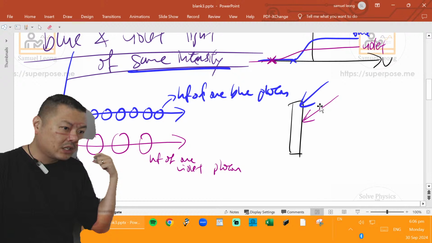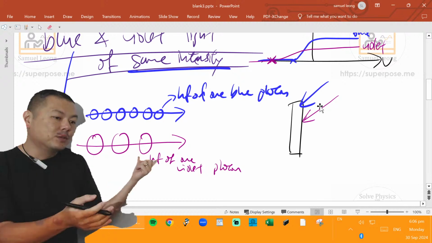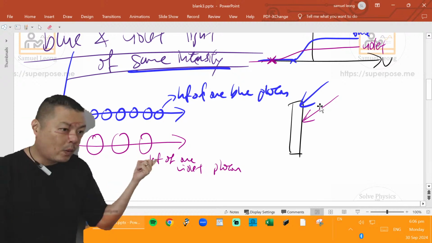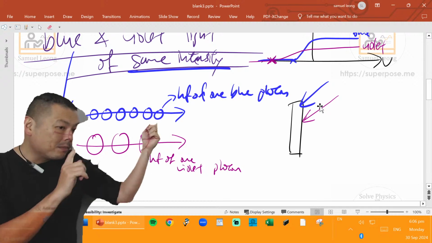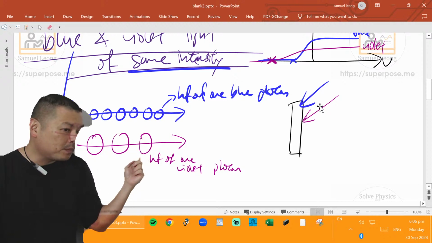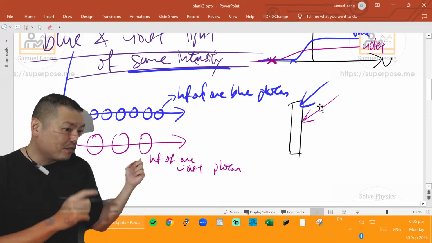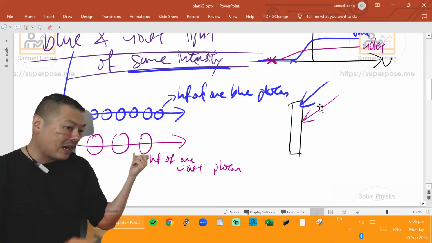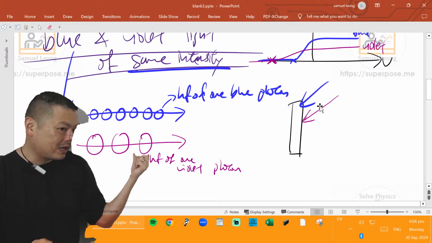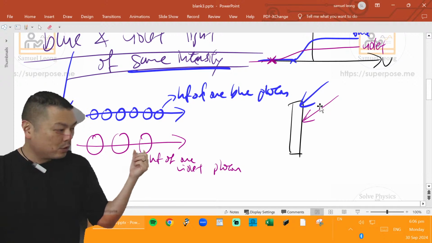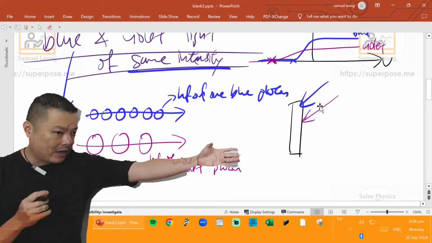So what's the deal between the electron and the photon? One electron can only absorb 1 photon. So it's either you absorb 1 blue photon or you absorb 1 violet photon. If you absorb the 1 violet photon, what happens? You get more Ke flying out, so it's harder to stop.